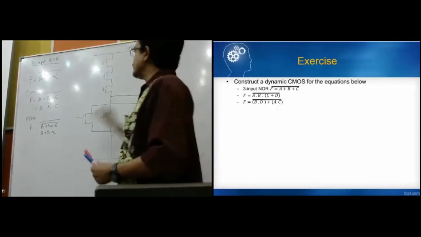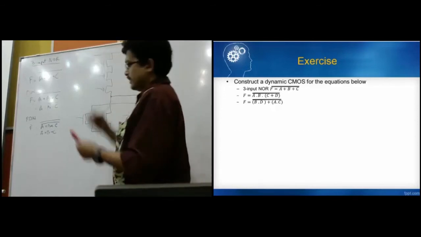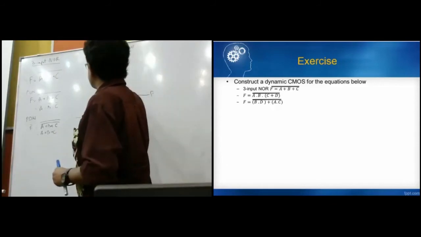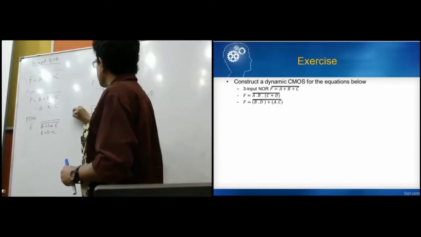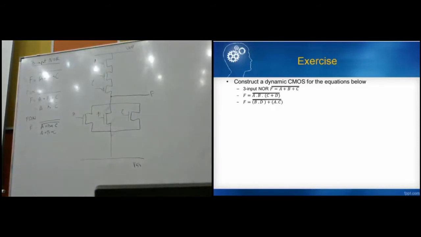If possible, sambunglah line-line dia. Tapi kadang-kadang kamu sambung line-line dia, dia akan jadi macam confused kan? So if you don't want to do that, you don't want to sambung, you just label it. Okay? So this is your static. Sangat senang kan? Kalau aku tukar dynamic, tambah capacitor.